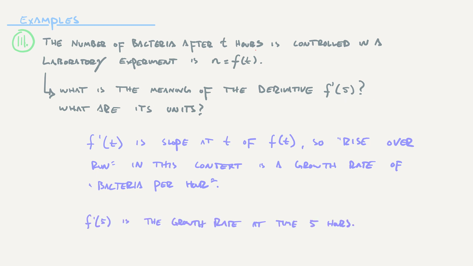So f prime of 5, the derivative at 5, is going to be the growth rate at time 5, right? In 5 hours, how fast is our bacteria growing? That's what f prime of t means in this context. That's what the derivative of this f function means when x is equal to 5.